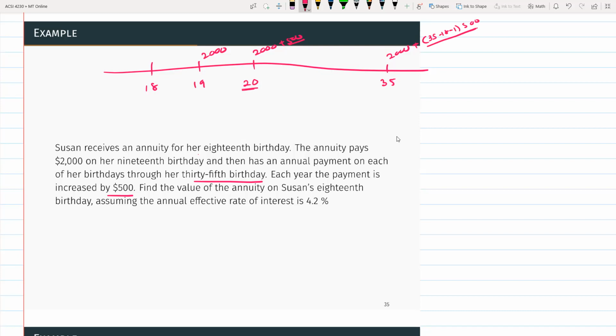Okay. So the formula would be what? It's this arithmetic increase in annuity. So P is 2000, Q is 500, and we want to know the present value on the 18th birthday. So we can write the formula. This is annuity immediate, this is the formula.